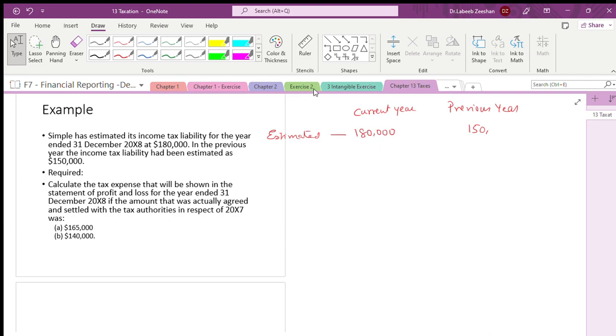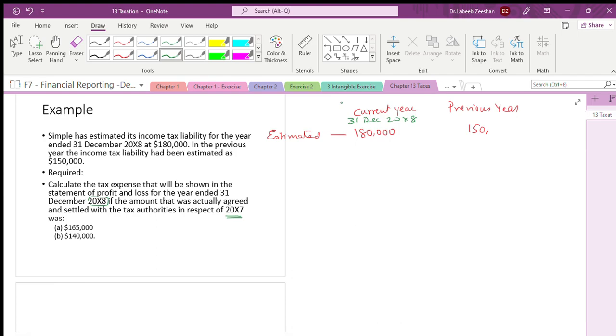They have estimated 180 for the current year, and the date is that year's 31st December 2008. Is it right? Fine. What they are asking us is to calculate the tax expense that will be shown in the profit and loss account for the year 2008. That was actually agreed, and the amount that was actually agreed and settled with the tax authorities with respect to 2007.